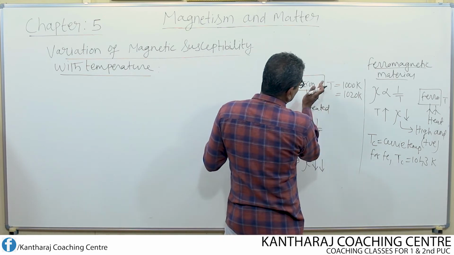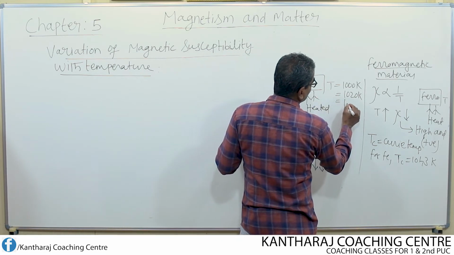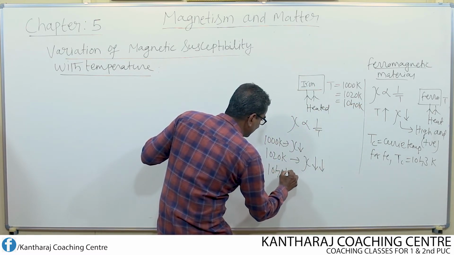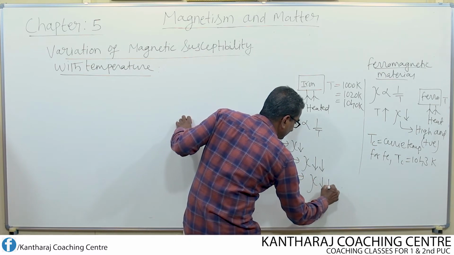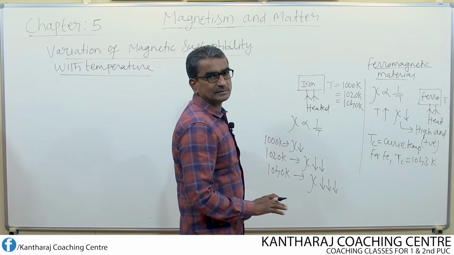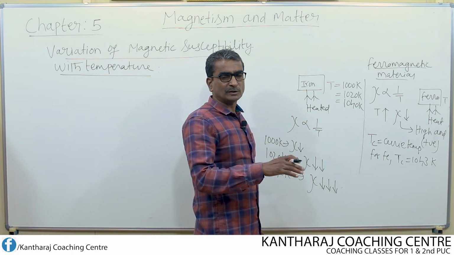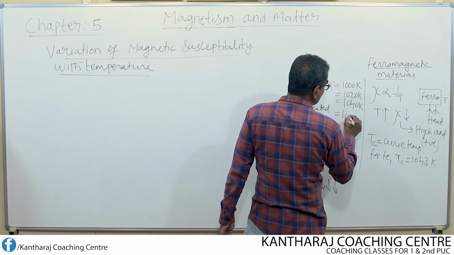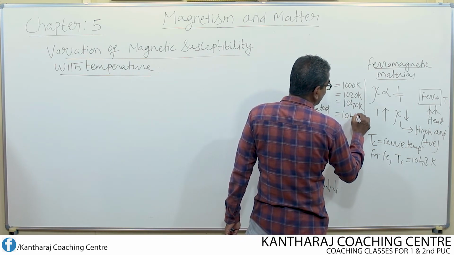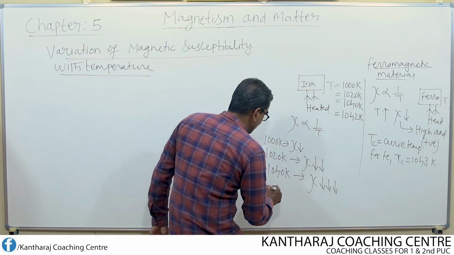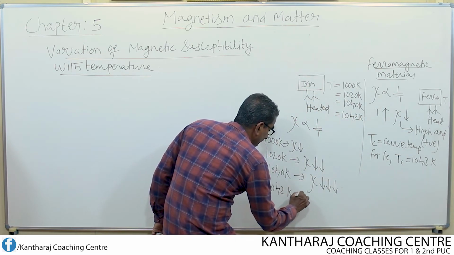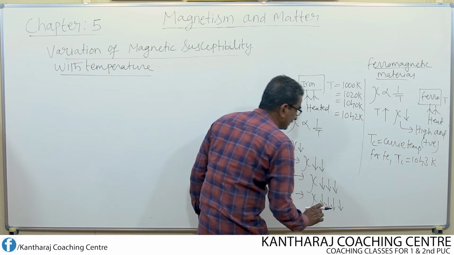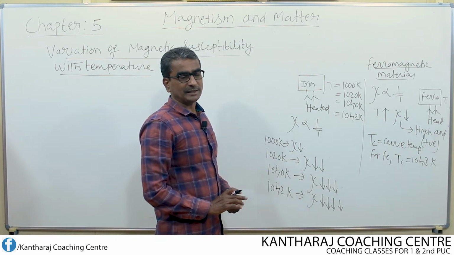On increasing the temperature, that means heating it further to around 1040 Kelvin, susceptibility further decreases. Further it will come down. Its positive value slowly goes on decreasing. Now, if you heat this to 1042 Kelvin, that means I increase this further by 2 Kelvin, susceptibility further decreases. We notice still more decrease in the susceptibility.